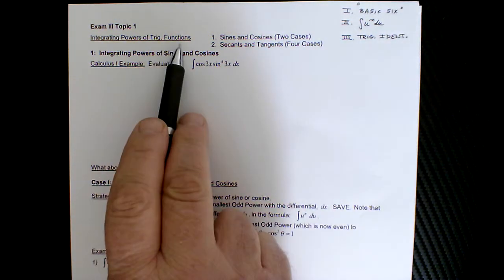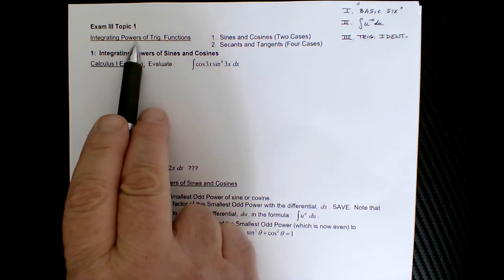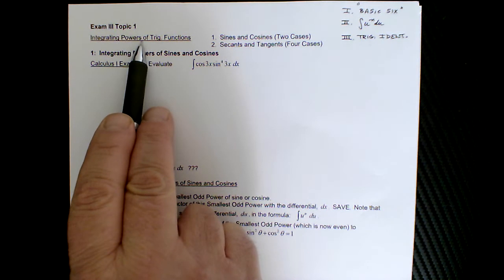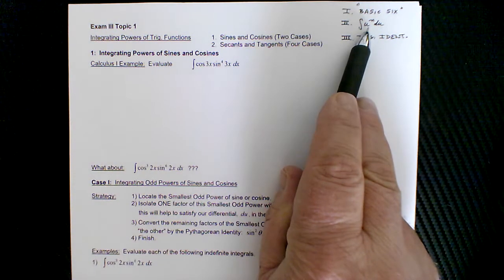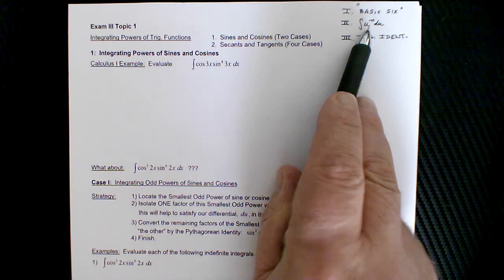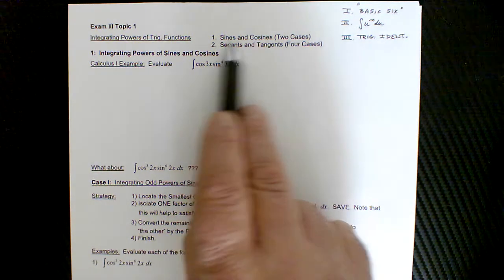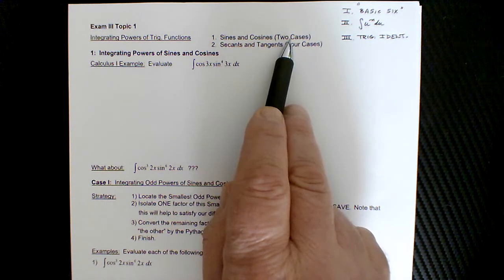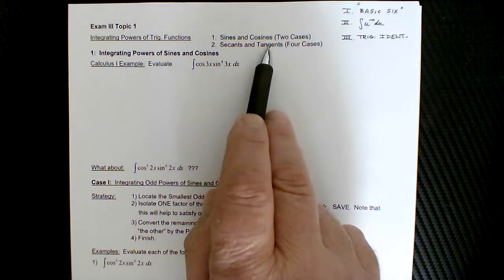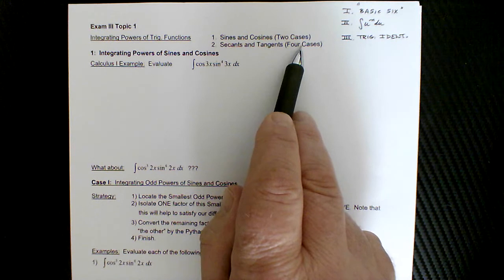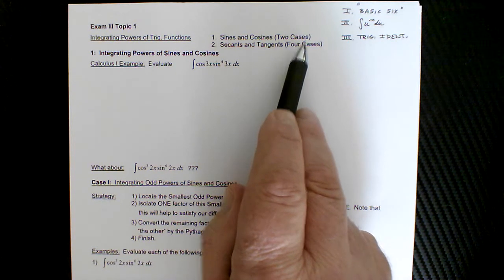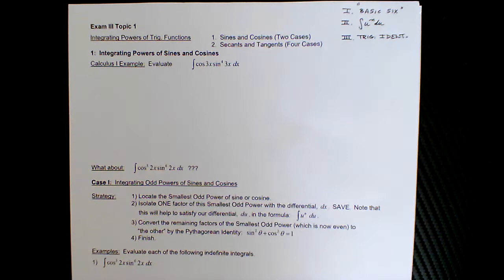So here we're going to be exclusively involved with integrating powers of trig functions. So the majority of the time we're going to consider the basic formula for the integral of u to the n, which of course is a power. So we have two main areas, sines and cosines, where there's two cases, and secants and tangents, where there's four cases. And the reason why there's different number of cases is basically because of the nature of their derivatives, as we'll see.